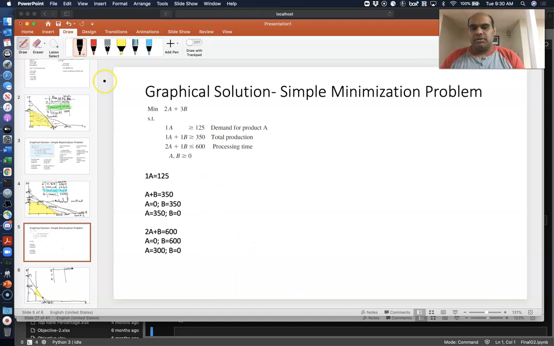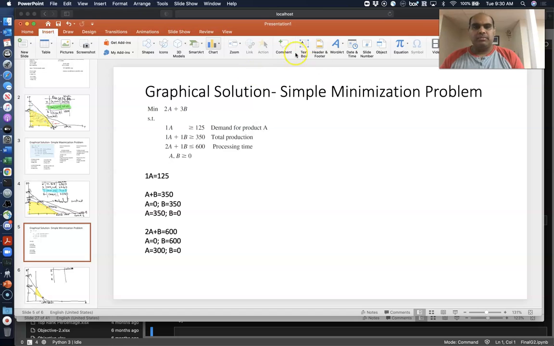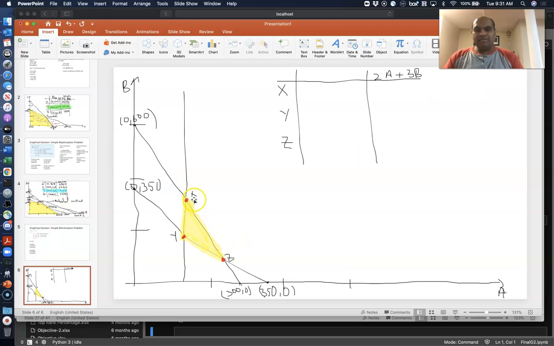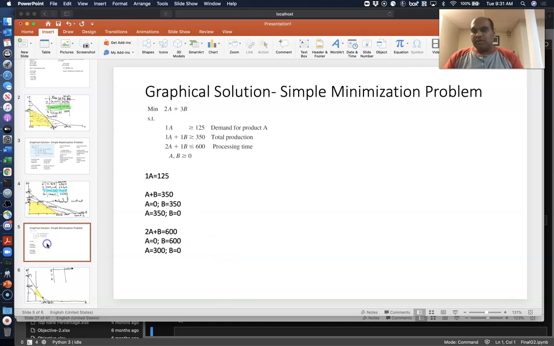So let's do this. Let's begin by inserting another text mark right here. The first point X is the point of intersection of the vertical line and the third constraint, the 300, 0 and 0, 600 constraint.